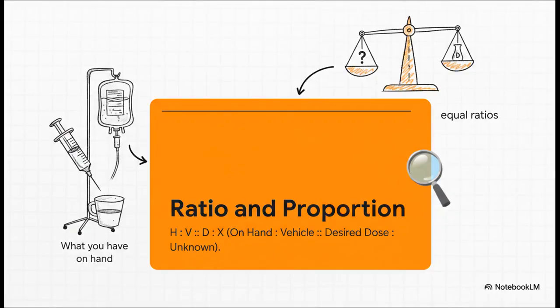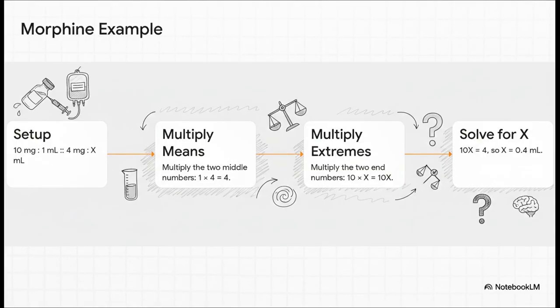First up is a true classic, the ratio and proportion method. Now, it might sound a little intimidating, but I promise it's not. It's just a way of setting up 2 equal fractions to find one missing piece. The setup is, what you have on hand is to its vehicle, as what you desire to give is to the unknown amount. Let's work through an example.